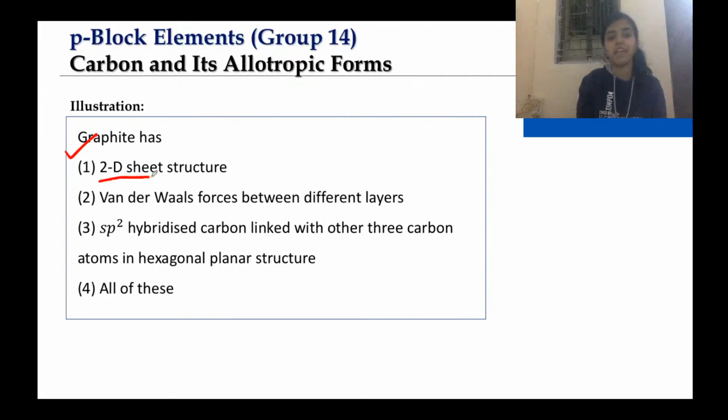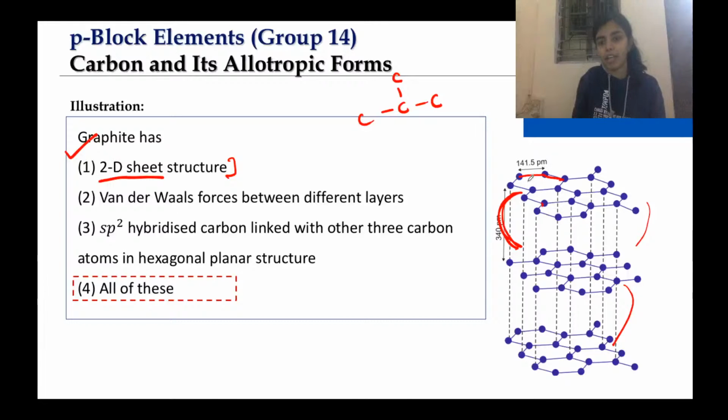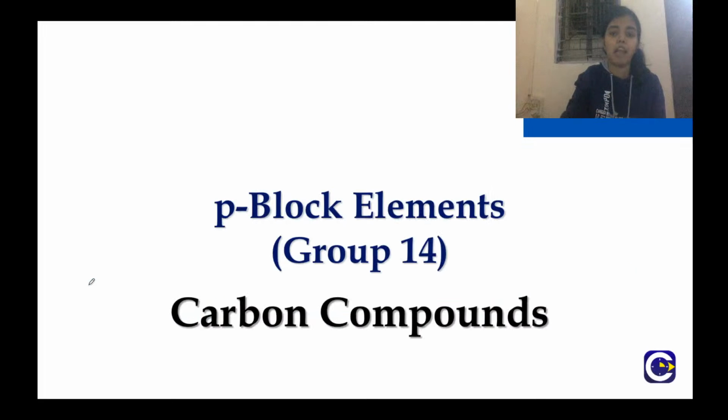So graphite is having a 2D sheet structure also. Here you can see this is a 2D structure. 2D sheets are present here. There are van der Waals forces between the layers. These two layers, the adjacent layers, are having van der Waals forces. As I have already explained, the carbon is sp2 hybridized, right? And it is having what? Hexagonal structure. So all of these statements are correct about graphite.